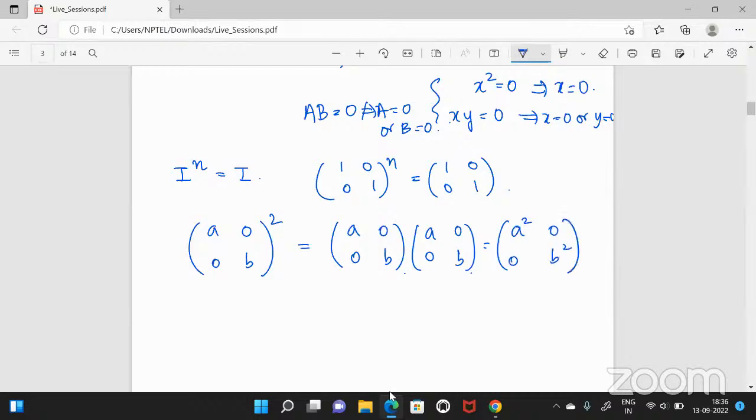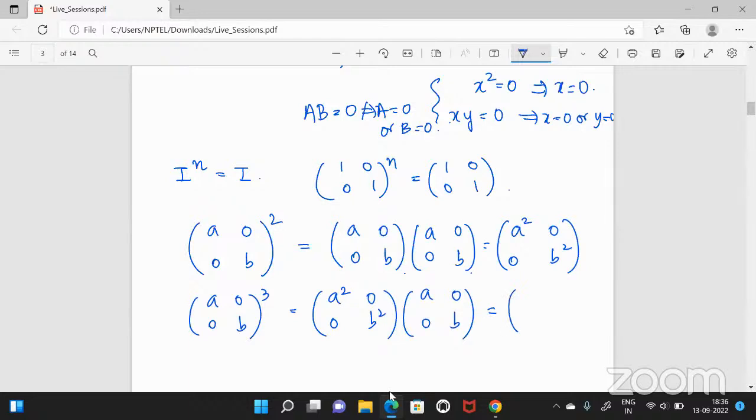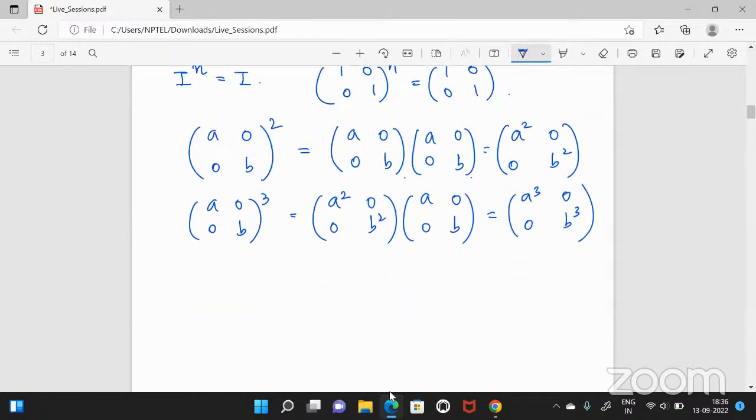So what do you think the cube will be? A square into A. So that's A cube, 0, 0, B cube. So can you see the general pattern? Yes, ma'am. If you have [[A,0],[0,B]], its power n is [[A^n,0],[0,B^n]]. So if you have any diagonal matrix, its power is easy to calculate.